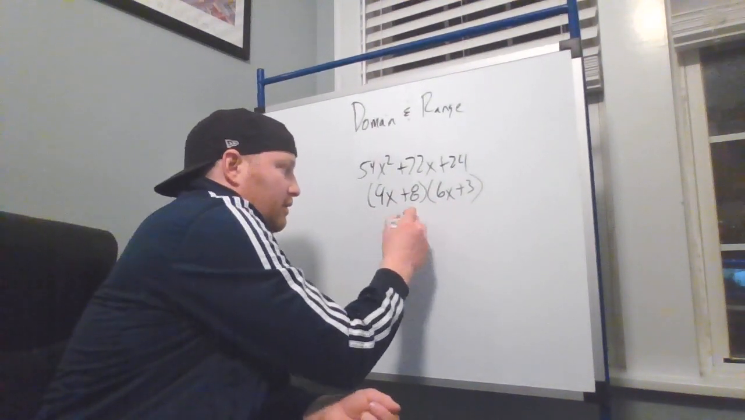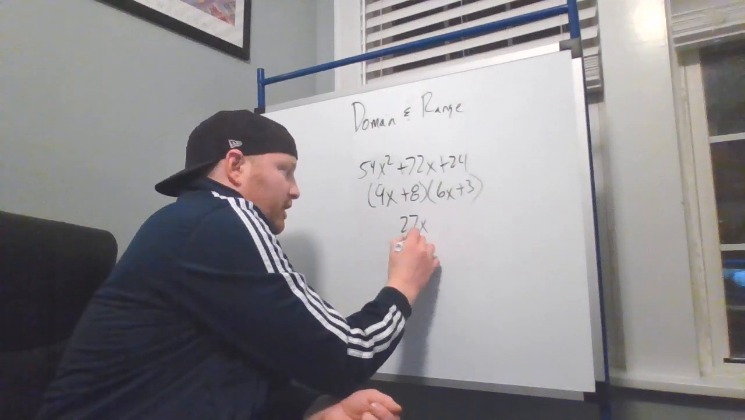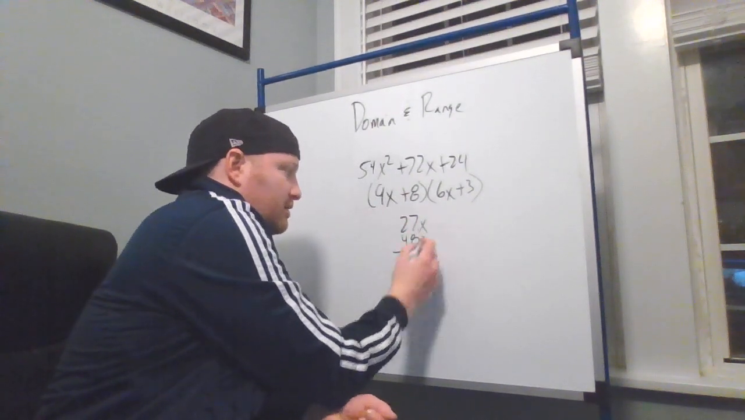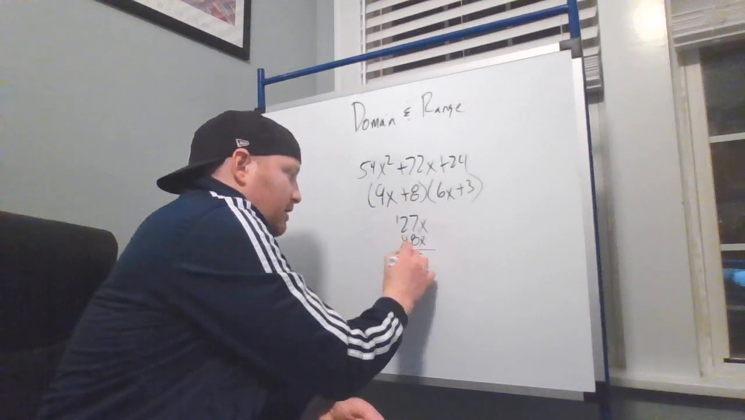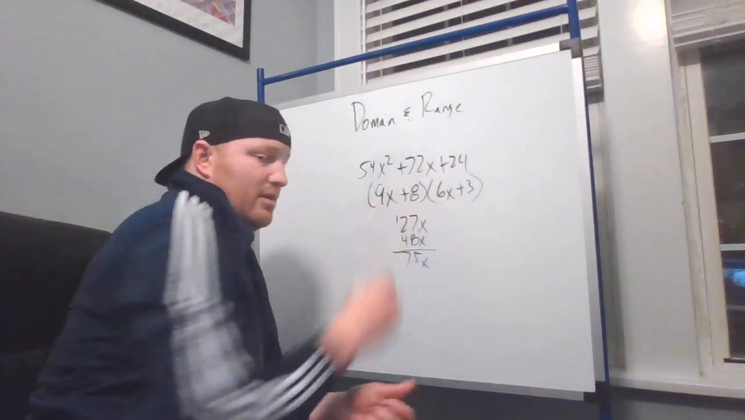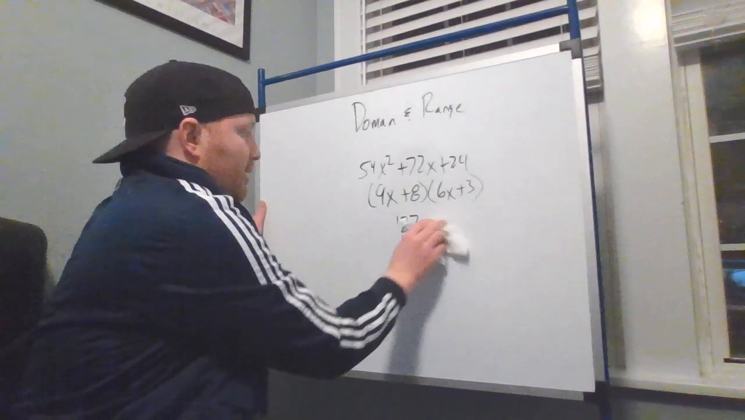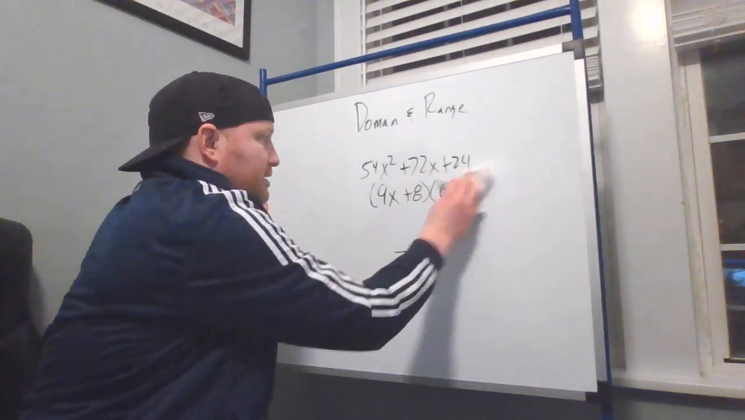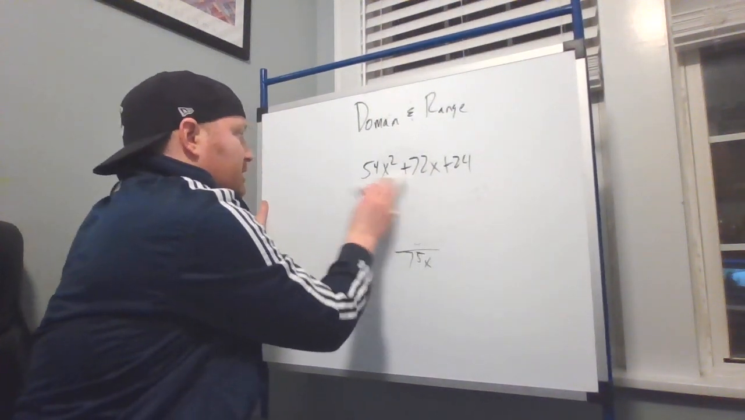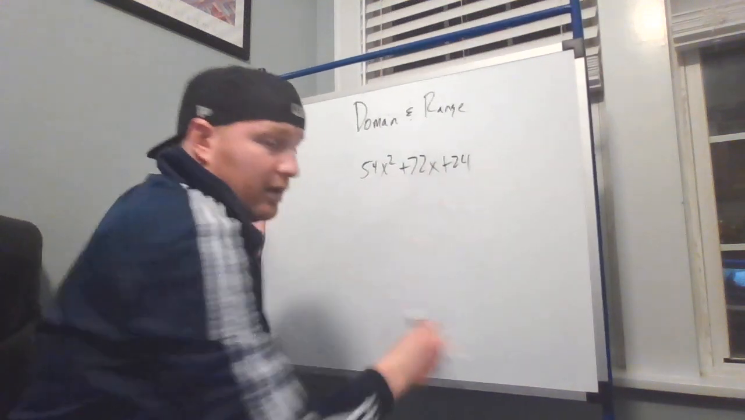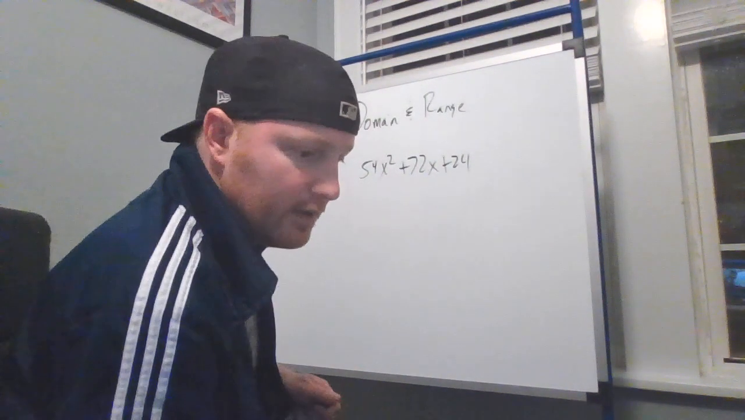27x plus 48x. So I'm going to get x, carry the 1, 75x. I'm close, but I'm not close enough, so I got to get that middle term to 72. So I'm going to try something different. Instead, I'm going to try some other factors of 24, such as 6 and 4.